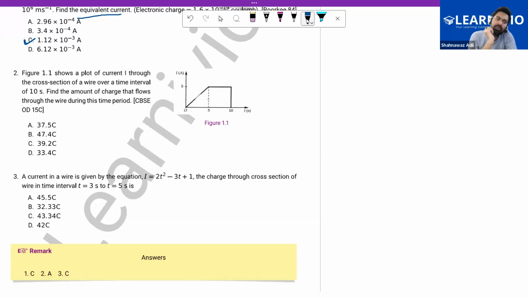Just see your notes, right? Just flip the pages, and just a moment ago we have talked about this current time graph, right? So related with the current time graph, what do we know?